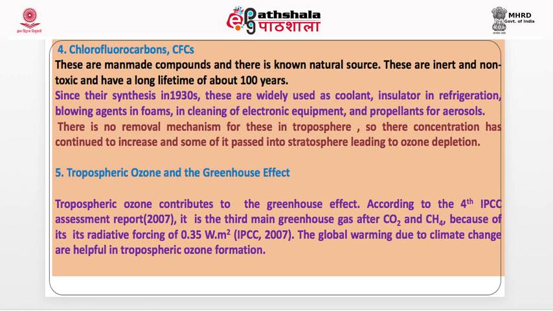Tropospheric ozone is again a greenhouse gas. Tropospheric ozone contributes to the greenhouse effect. According to the 4th IPCC assessment report, it is the third main greenhouse gas after CO2 and CH4 because of its radiative forcing of 0.35 watt per meter square. The global warming due to climate changes is helpful in tropospheric ozone formation. And if ozone is formed, it is harmful if it is present in the troposphere.